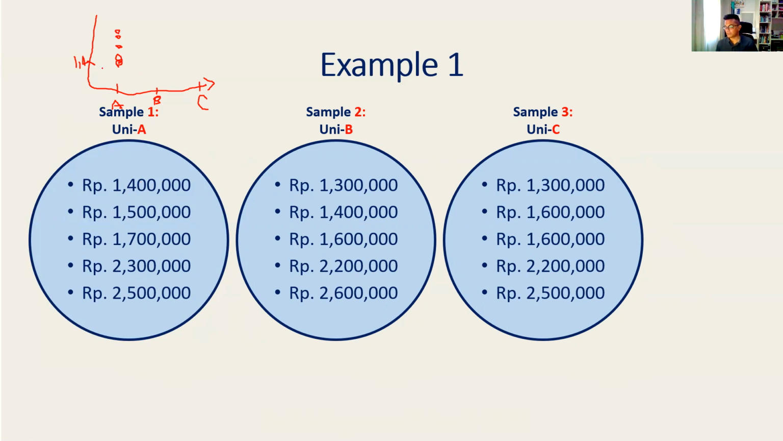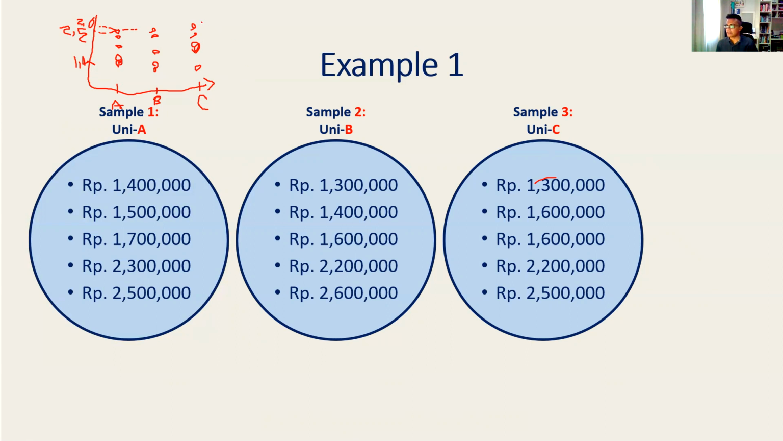In sample B, the first respondent states 1.3, the second respondent 1.4, then 2.5, 2.4, 1.4, and then 1.6, and 2.2 and 2.6. And we do it also for University C. The first respondent states 1.3 and 1.6 and 1.6 again, and 2.2 and 2. Here is the scatter plot.